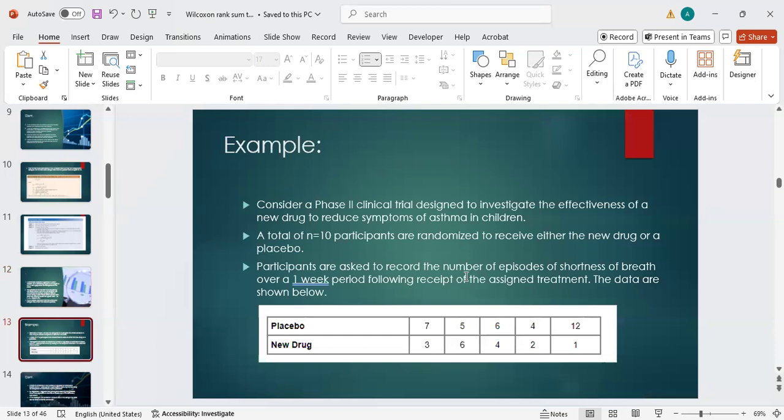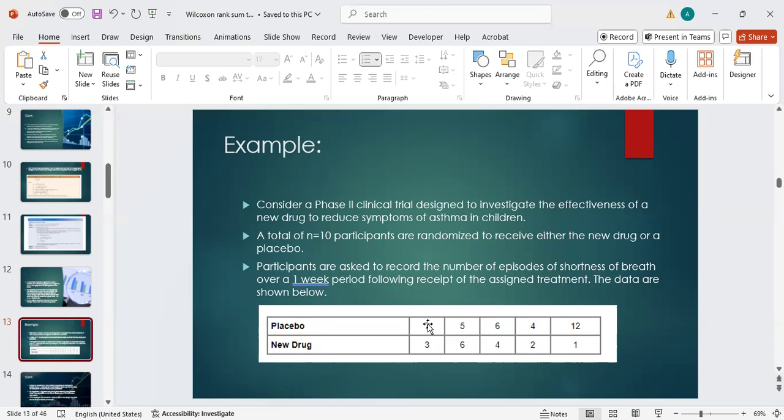For example, consider a phase 2 clinical trial designed to investigate the effectiveness of a new drug to reduce the symptoms of asthma in children. A total of n equals 10 participants are randomized to receive either the new drug or a placebo. The participants are asked to record the number of episodes of shortness of breath over a 1 week period following the receipt of the assigned treatment. The data is shown above.